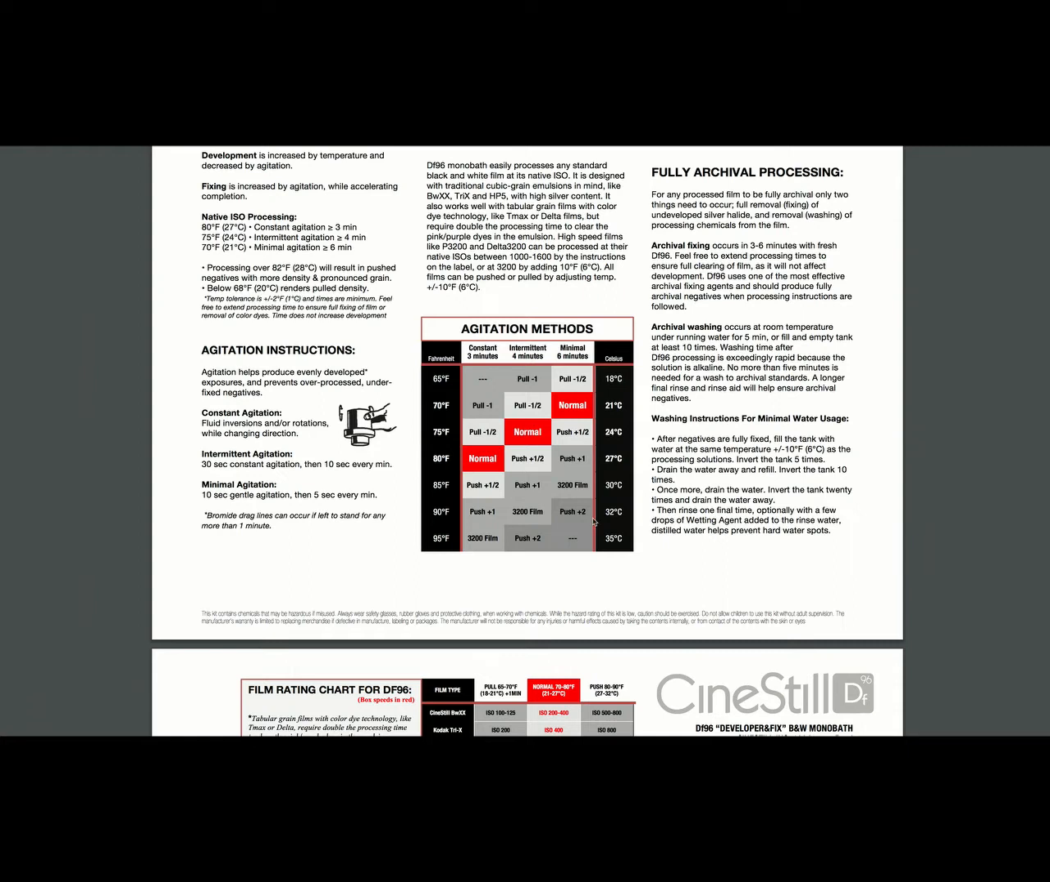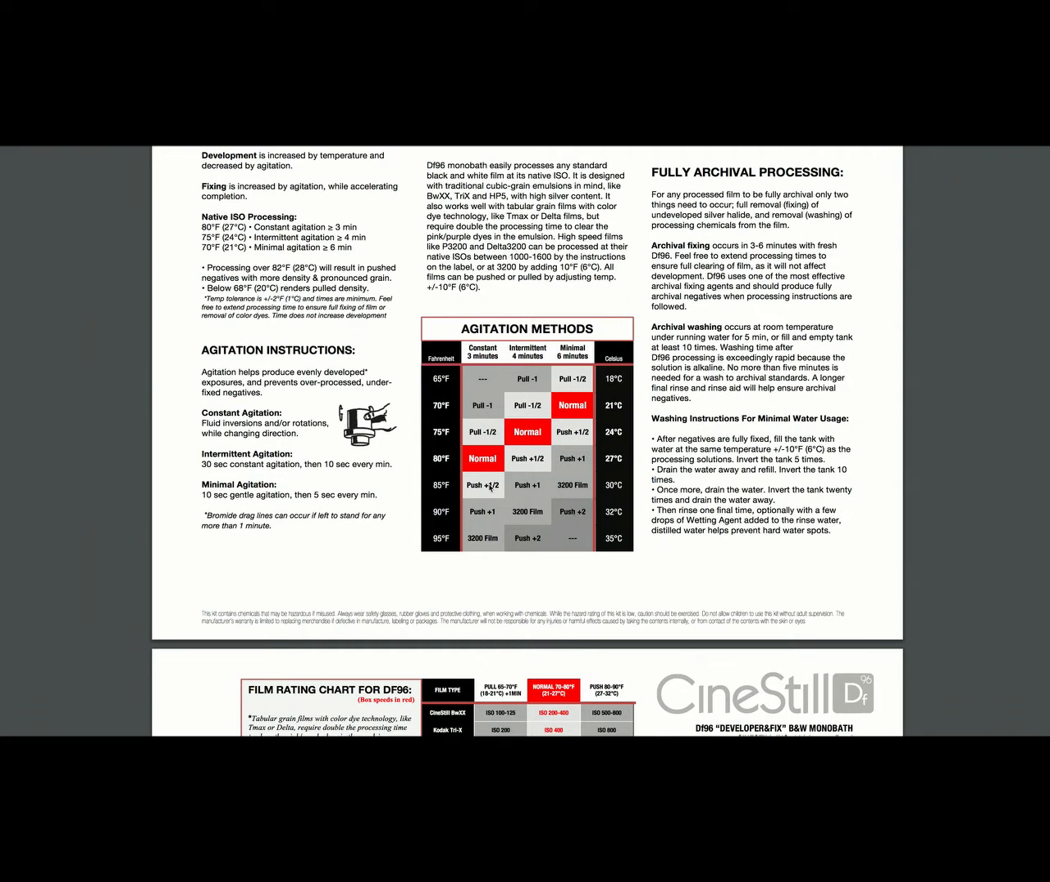On the chart here, this is very important. There are three different temperatures that you can process Df96 at. There's 80 degrees, 75 degrees, and 70 degrees. Those are for your normal processing times. Higher temperatures, like 90 degrees, provide a push. 95 provides sometimes a 2-stop push, and 65 you can see is a pull of 1 stop or a half stop, depending on the type of agitation method that I'm doing.